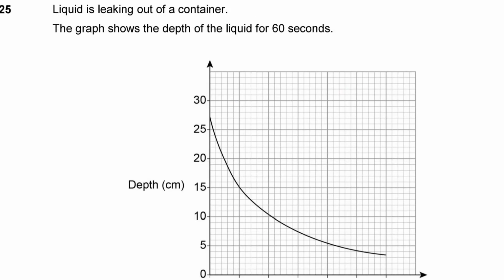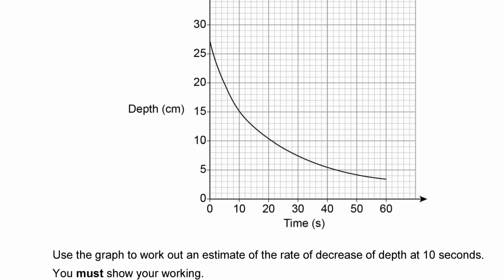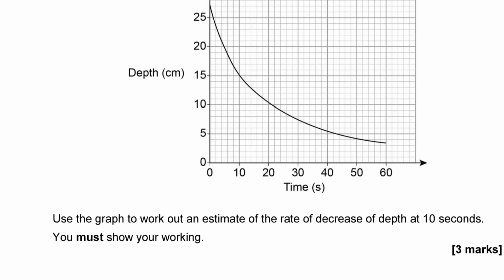Question 25. We're told that liquid is leaking out of a container and that the graph shows the depth of the liquid for 60 seconds. So you can see that the depth of the liquid is falling quite quickly at first, but it kind of tapers off. So use the graph to work out an estimate of the rate of decrease of the depth at 10 seconds. You must show your working. Okay, so at 10 seconds is here.